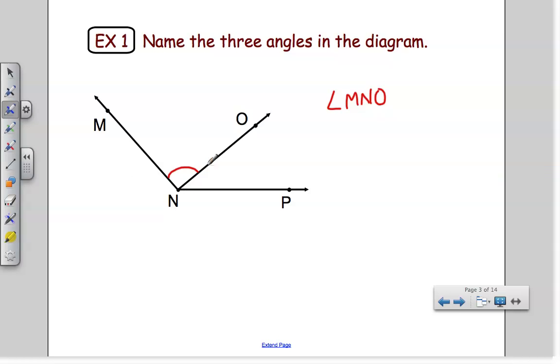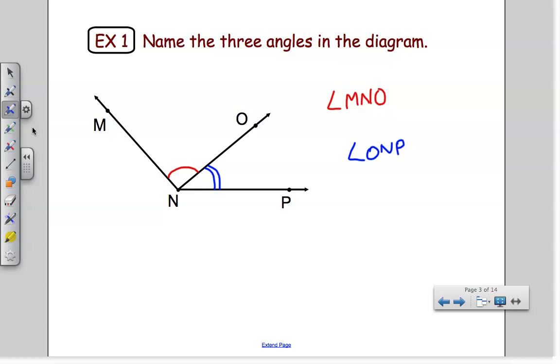There's also an angle I could talk about over here. Now I'm going to do two sort of arcs through this. We're going to talk about the importance of that in a little bit. But if I want to talk about this angle, I could name it angle ONP, vertex in the middle. Or of course I could change that and do PNO for the angle name, as long as N, the vertex letter, is in the middle.